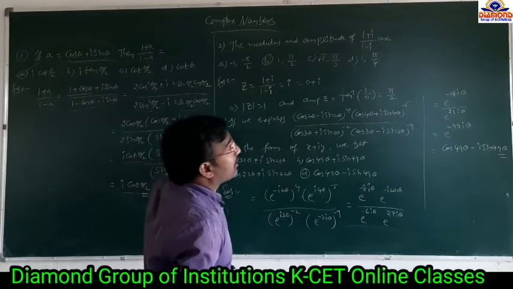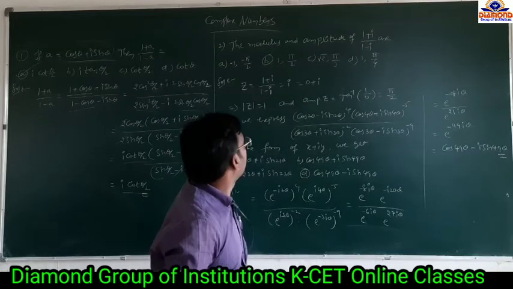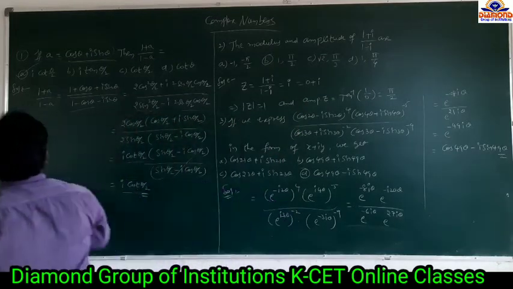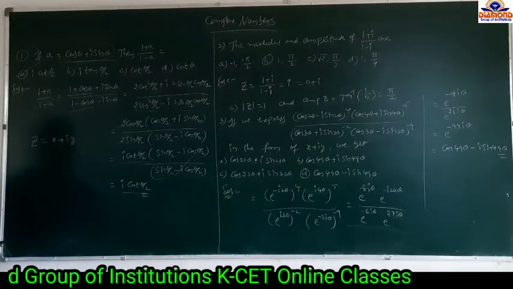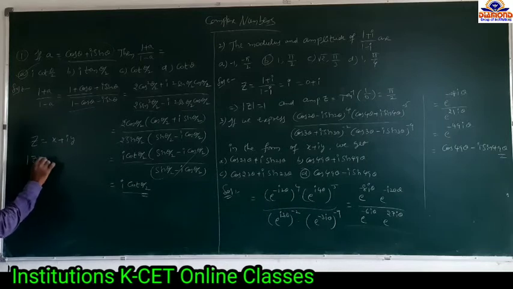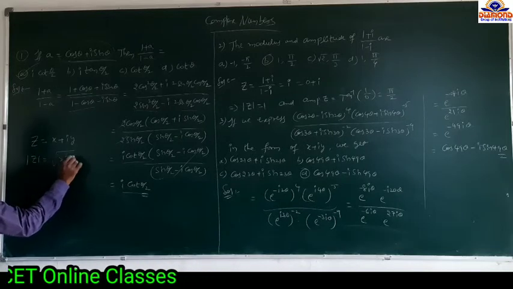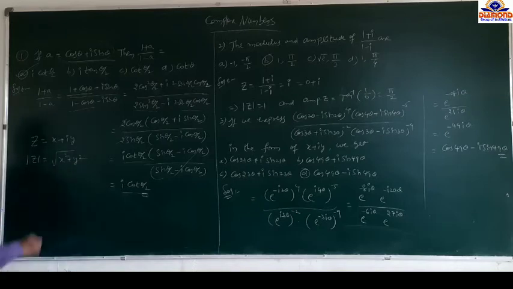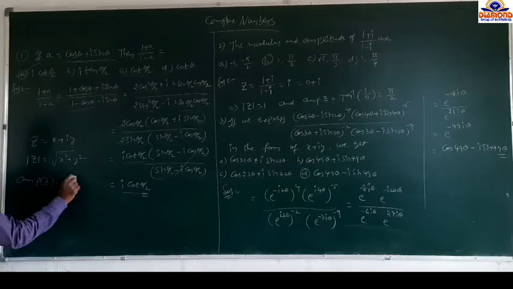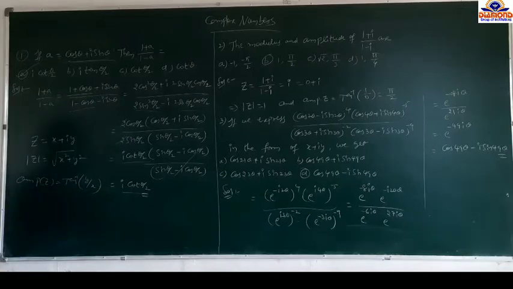So the given complex number, take as Z. If Z equal to x plus i y, a complex number, what about mod Z? Mod Z is nothing but root over x square plus y square, real part whole square plus imaginary part whole square. What about amplitude of Z? Amplitude of Z equal to tan inverse of y by x, imaginary part by real part.